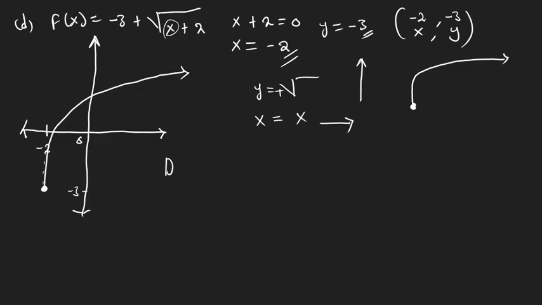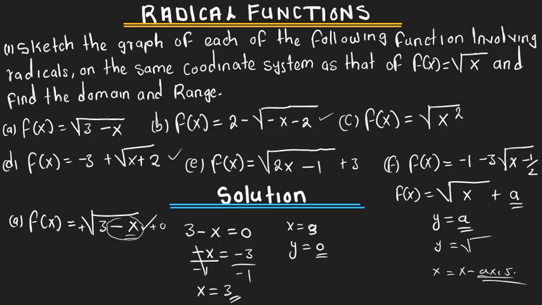My domain, since x was positive, will start from the smallest number, which was -2, all the way to positive infinity. My range is going to be a number which is going to start from -3 all the way to positive infinity also. That is just how you calculate this particular question. We go to the third question.